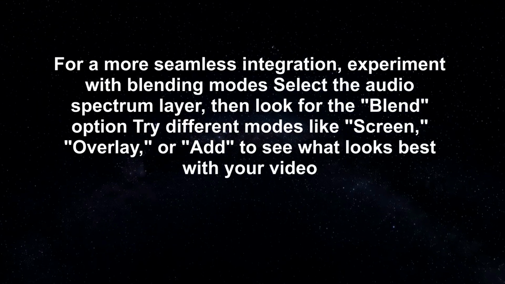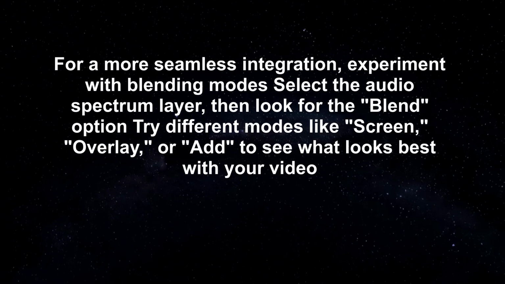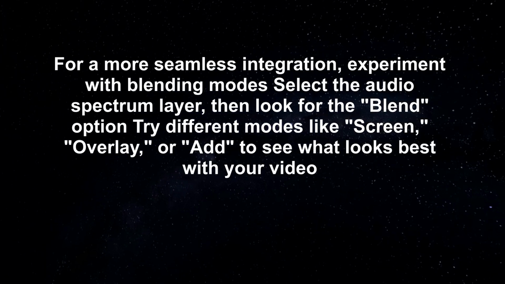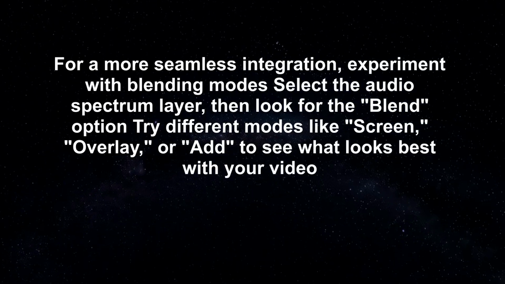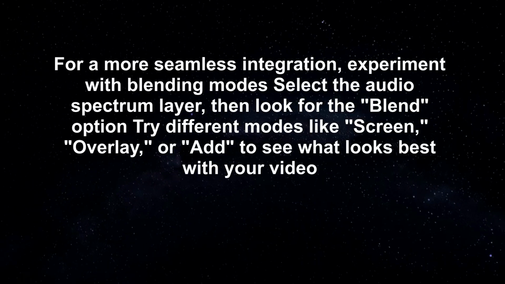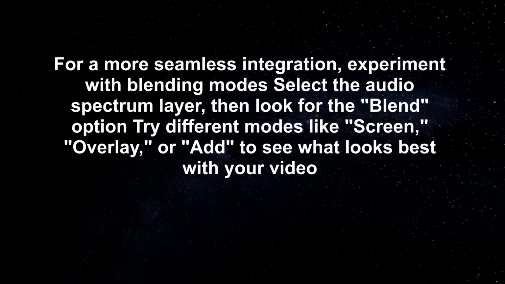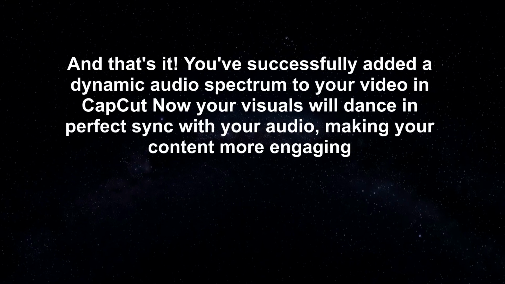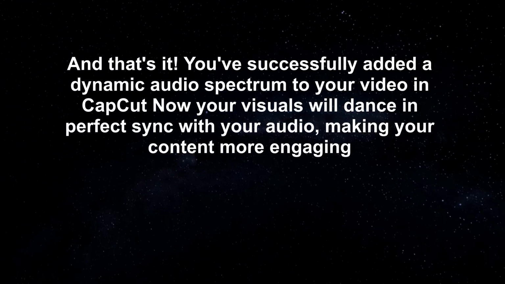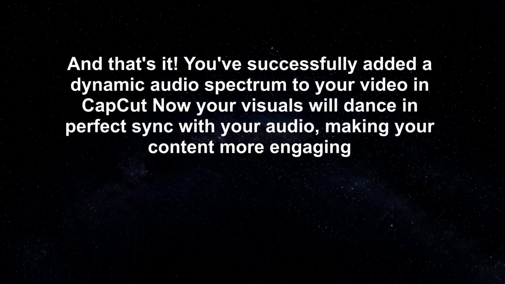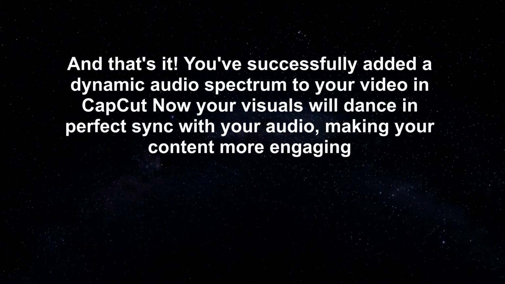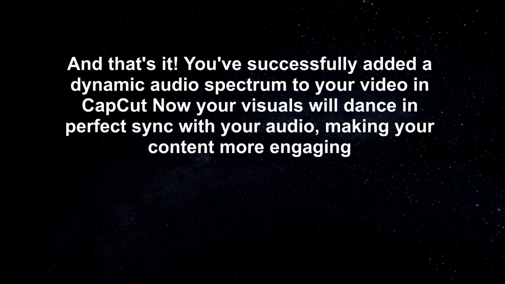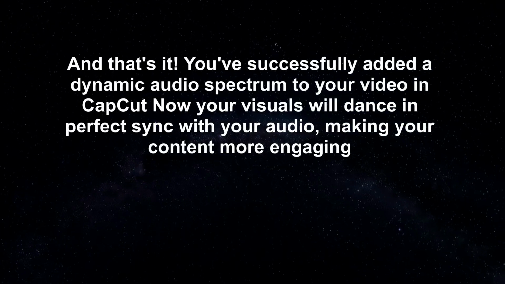For a more seamless integration, experiment with blending mode. Select the audio spectrum layer. Then look for the blend option. Try different modes like screen, overlay, or add to see what looks best with your video. And that's it. You've successfully added a dynamic audio spectrum to your video in Capcut. Now your visuals will dance in perfect sync with your audio, making your content more engaging.